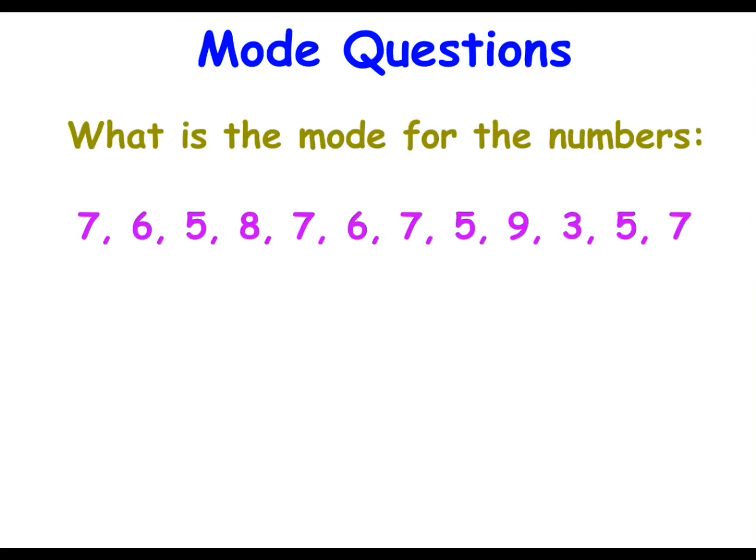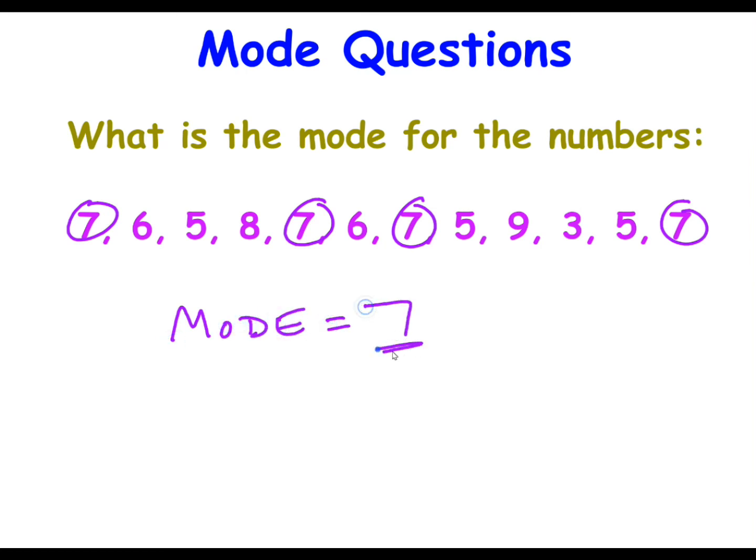So really quickly, find the mode for these set of numbers. So I think there's 1, 2, 3, 4 7s. I can see a couple of 6s, 3 5s, an 8, and a 9, and a 3 as well. So the mode is the number 7. In other words, the data that appears the most often.